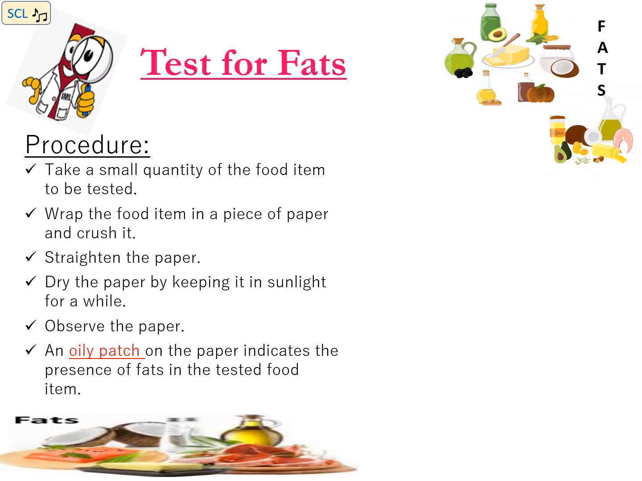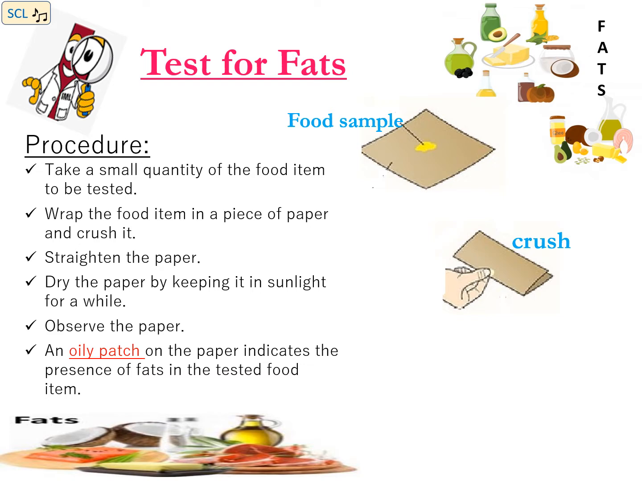To test for fats, take a small quantity of food item. Wrap it in a paper and crush it. Open the paper and let it dry in sunlight. An oily patch on the paper shows the presence of fat in the food item.